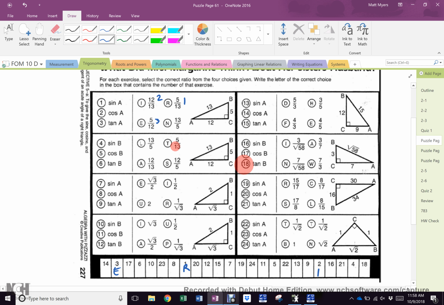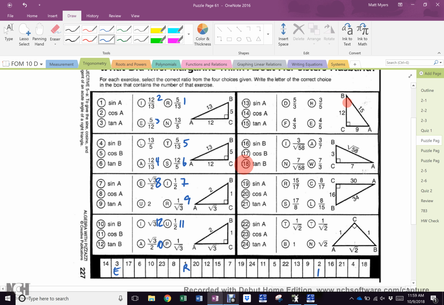So, of course, this one is 4, and cos of B 5, and tan of B 6. Where's the 7? I, E, U, or R? I. Where's the 8? E. Where's the 9? R. Where's the 10? A. Where's the 11? U. Where's the 12? I. Where's the 13? Tricky. H. 13 is H.